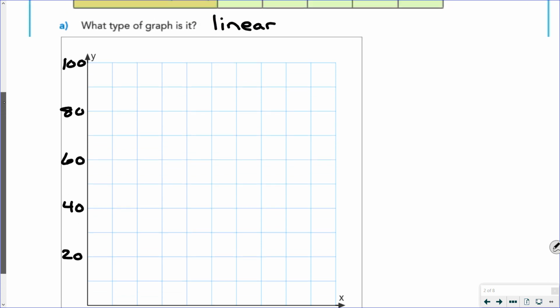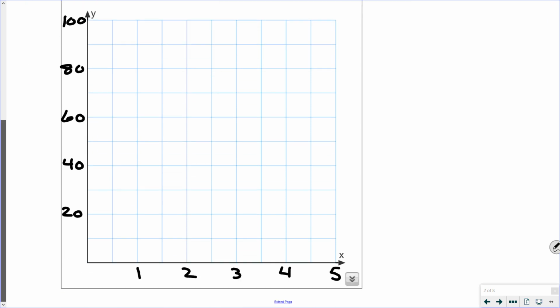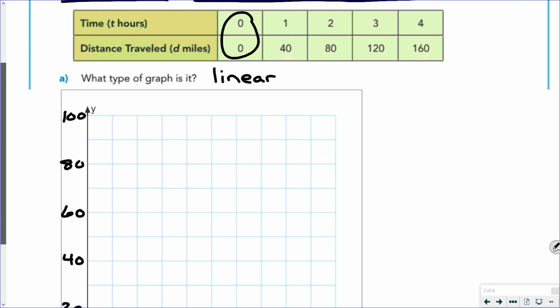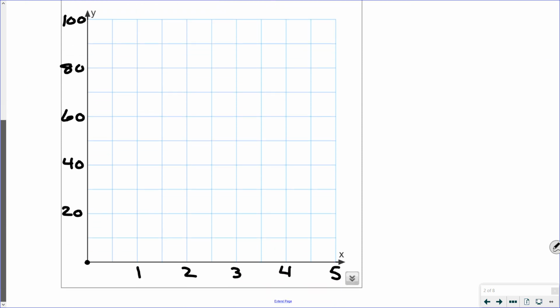And so now we look at our table and we look at our first ordered pair. And our first ordered pair is right here. And so that first ordered pair is 0, 0. So I'm going to plot my point at 0, 0. Then I go to my next ordered pair. And my next ordered pair is 1, 40. So from the origin, I go to the right 1 and then up 40. And I would end up right here.